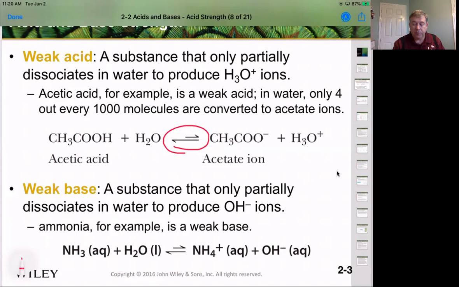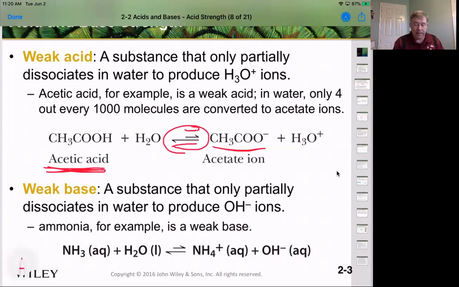For example, the smaller side of this is shifted to the acetate ion, and the bigger component is to the acetic acid. So it's saying when we dissolve acetic acid in water, a lot of it is entirely its acidic component, and only some of it has dissociated to form the acetate ion, okay? This is also true for weak bases. Weak bases only partially ionize or dissociate in water.